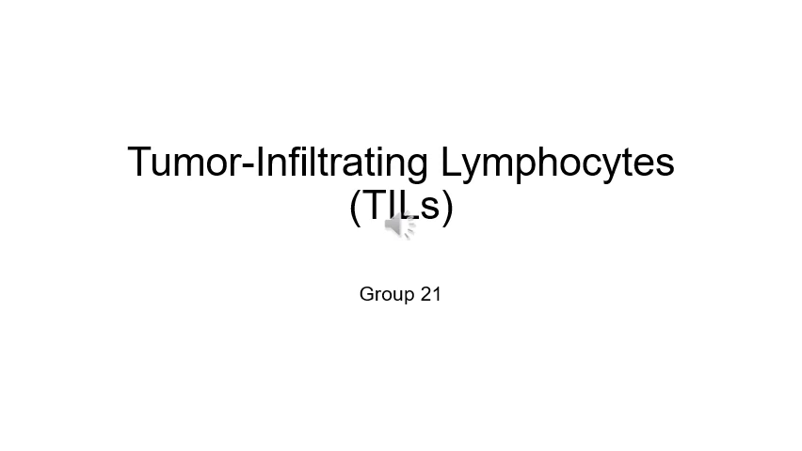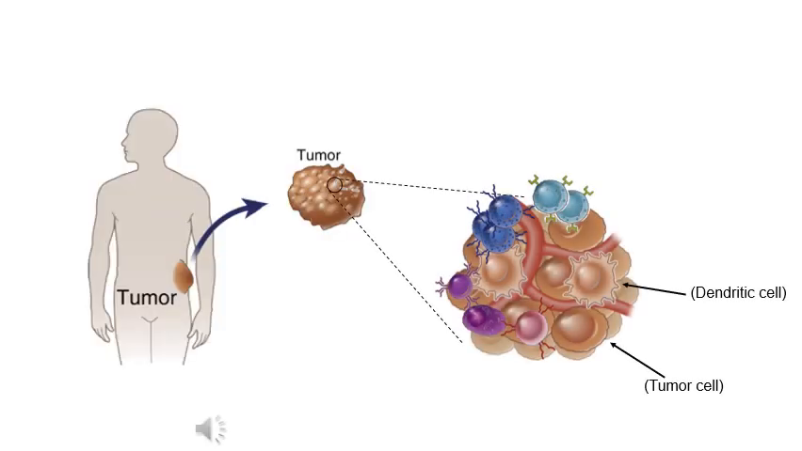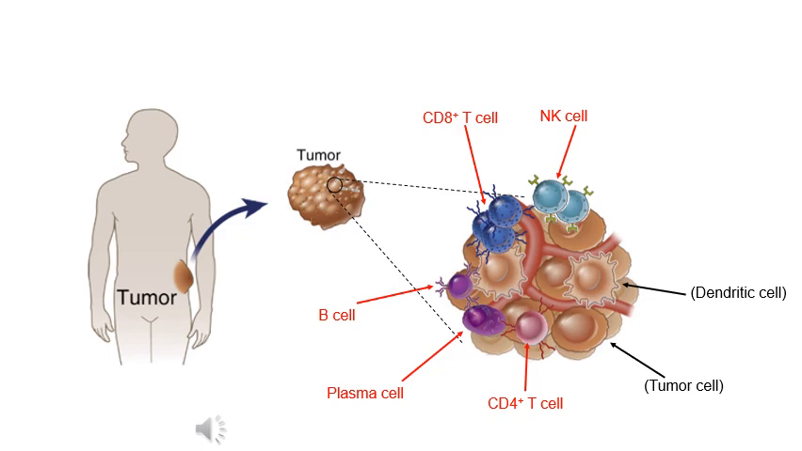We are going to explain what TILs, tumor infiltrating cells, are. TILs are the lymphocytes isolated from the inflammatory infiltrates in and around surgical resection samples of solid tumors. They are usually composed of CD8 positive T cells, natural killer cells, CD4 positive T cells, B cells, and plasma cells, but they are not contained in the same proportion.